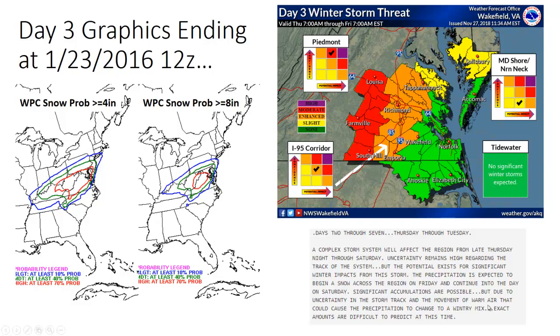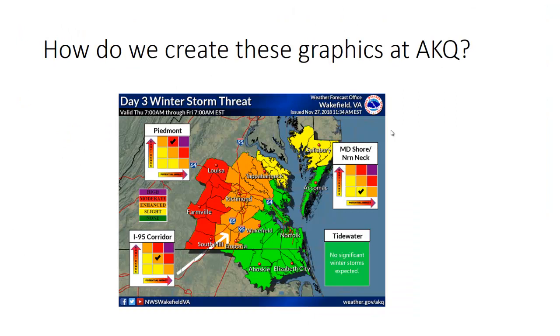And the good news is that in our HWO, we did start to talk about significant accumulations and stuff like that. But again, we didn't really get too specific, which is good, but we didn't really get into many details about where there could be significant accumulations. This actually tells you potentially a little bit more. So that was just a brief example of how a progression for a winter storm could look.